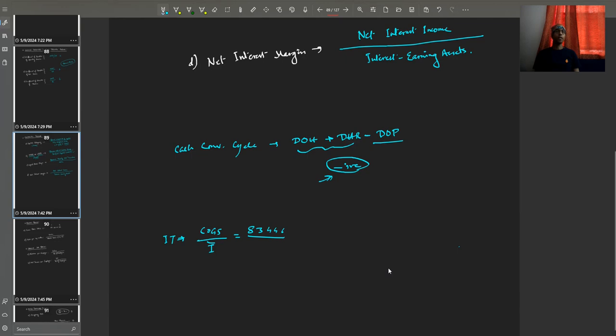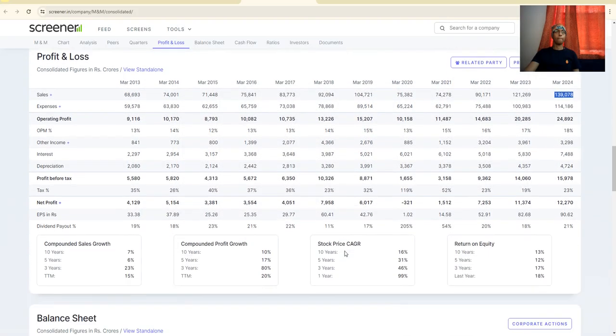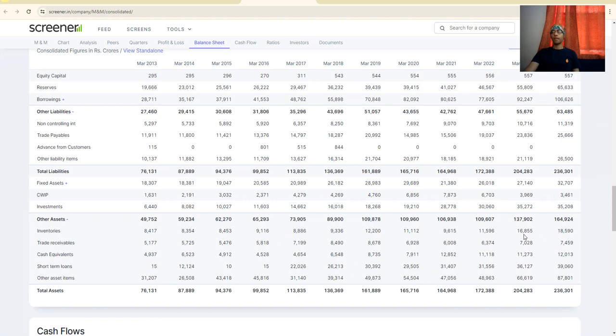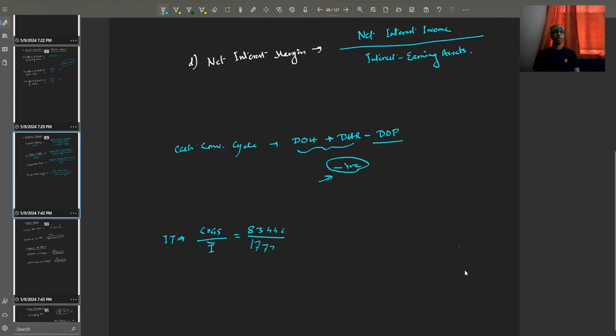83,446 divided by inventory. The inventory is 16,855 and 18,590, so this is around 17,500. Let me average it out: 17,722. This is 83,446 divided by 17,722, which is equal to 4.7. Therefore, days of inventory in hand is 77.51. How did I do it? 365 by inventory turnover.